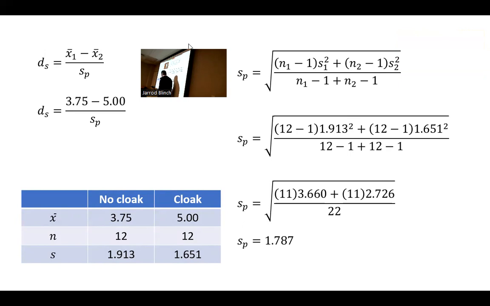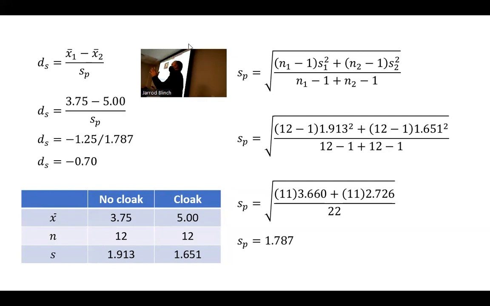In this case, I think this actually works out to the exact midpoint? Maybe not because of the degrees of freedom. But you should get a standard deviation that falls somewhere between your 2 groups. How far depends on the weighting of participants. So we're going to divide the mean difference by that. And in this case, we'll get a Cohen's d sub s of negative 0.7.